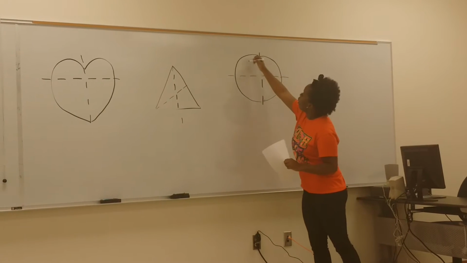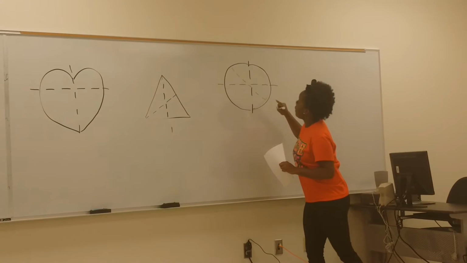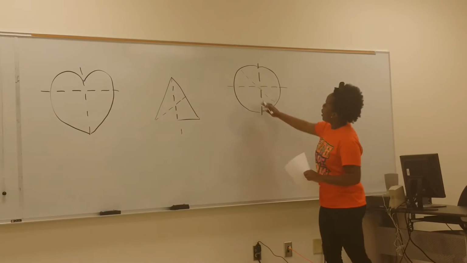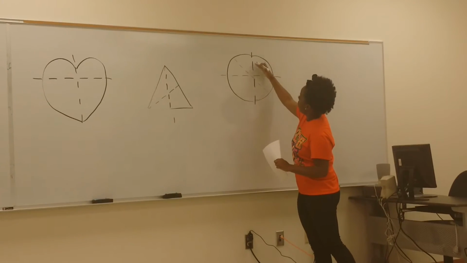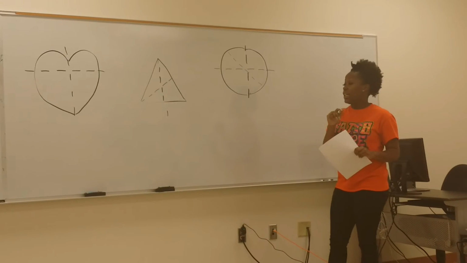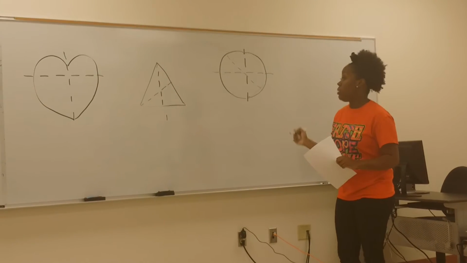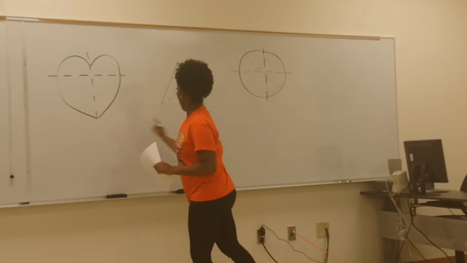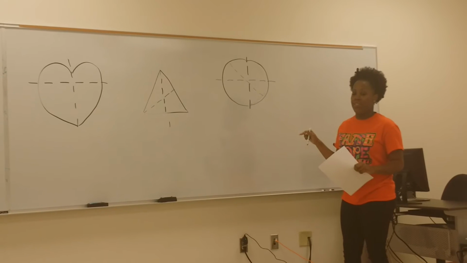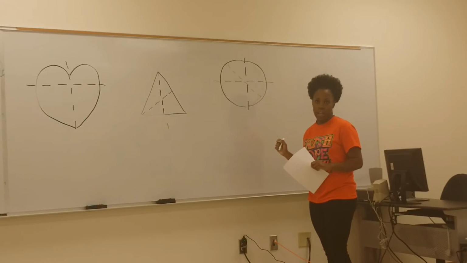Now, if we go this way, once again, those are equal. If we fold according to this line, they will be equal on both sides. So, as I was saying, some shapes have one line of symmetry, like we said right here and right here, while other shapes have more than one line of symmetry. This circle has so far three lines of symmetry.